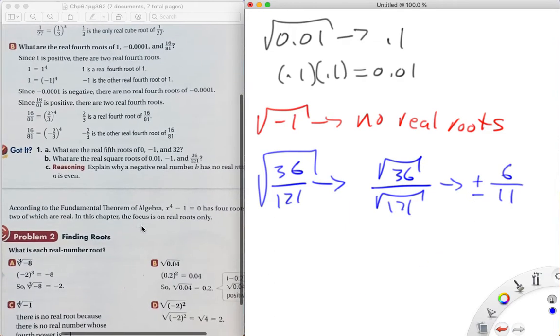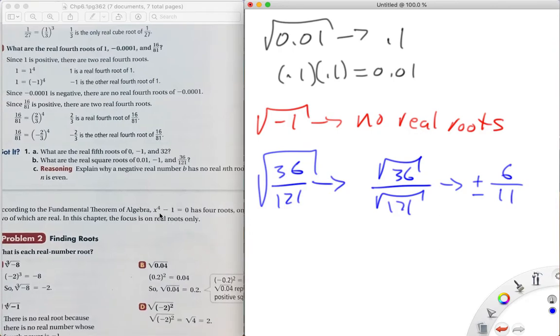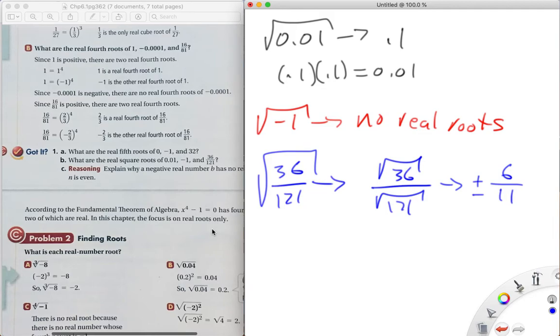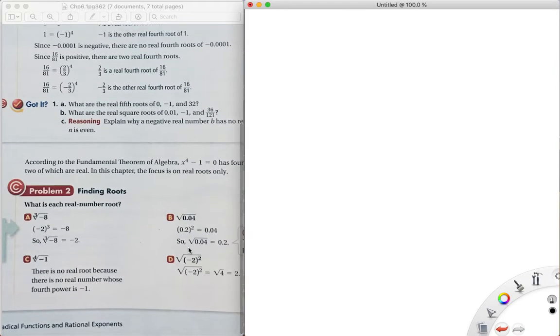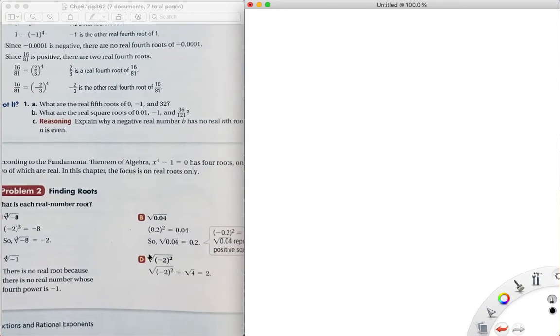All right. The fundamental theorem of algebra says that this has 4 roots, only 2 of which are real roots. And like I said, we're not going to focus on the imaginary roots. So this is a fancy way of saying, remember we said that there's actually a root there. We're not going to focus on the imaginary roots today. All right, finding roots.